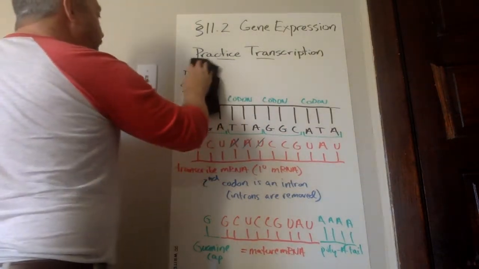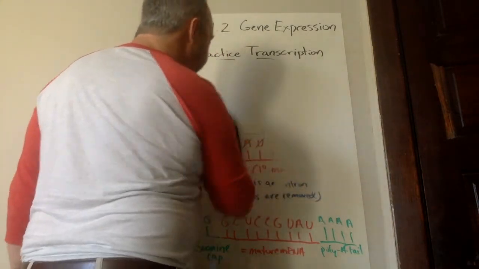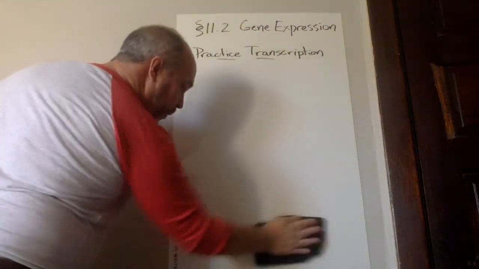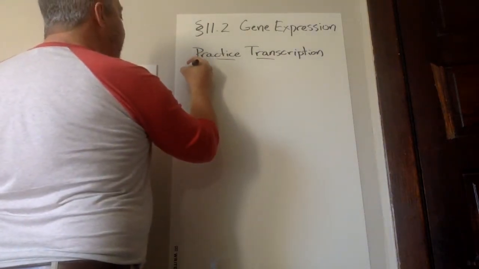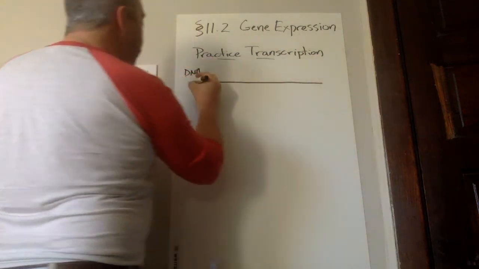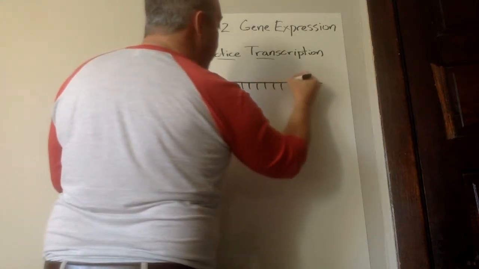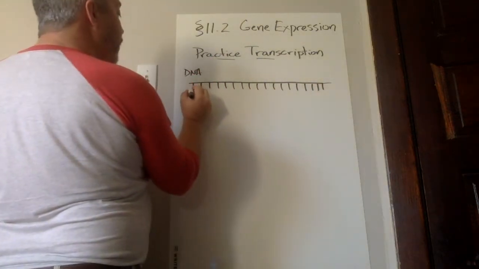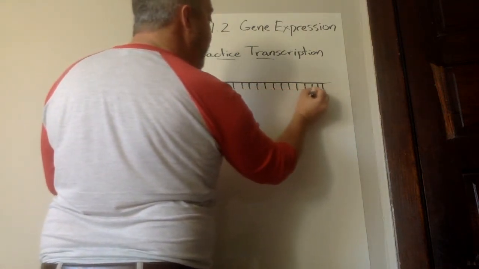So let's do one more. This one will be a little bit longer. So if I start off with some DNA, in my DNA, let's do, so this is going to have 1, 2, 3, 4, 5, 6, 7, 8, 9, 10, 11, 12, 13, 14, 15, 16, 17, 18.